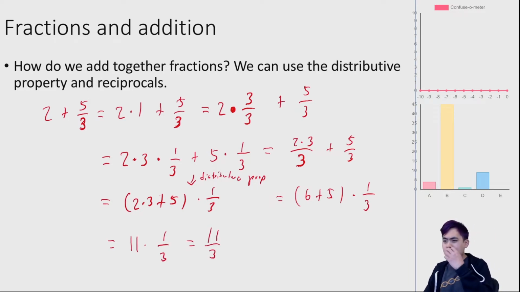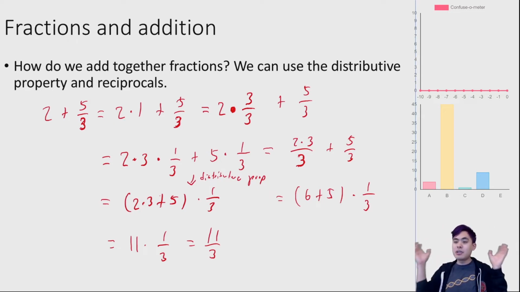So this seems like an awfully complicated way of doing stuff that you already know, which is that you want the denominators to be the same. But this explains why you can do that. You can add together numerators when the denominators are the same, precisely because you can think of it as multiplying by a reciprocal.